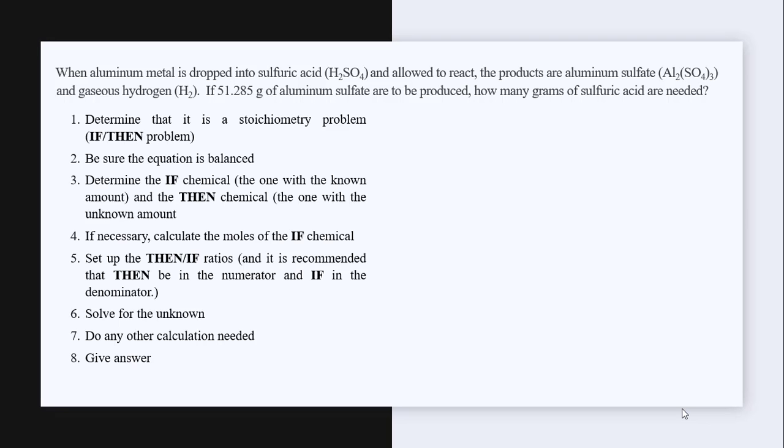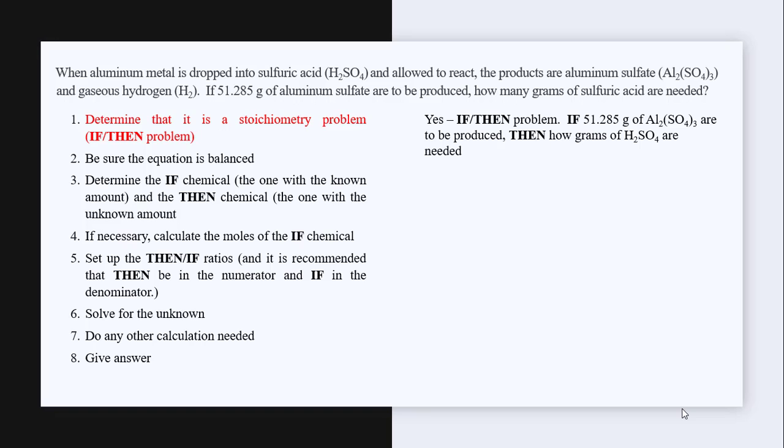Here are the 8 steps for a stoichiometry problem. Starting with step 1, is it a stoichiometry problem? The answer is yes, it is an if-then problem. If you want to make 51.285 grams of aluminum sulfate, then how many grams of sulfuric acid are needed?